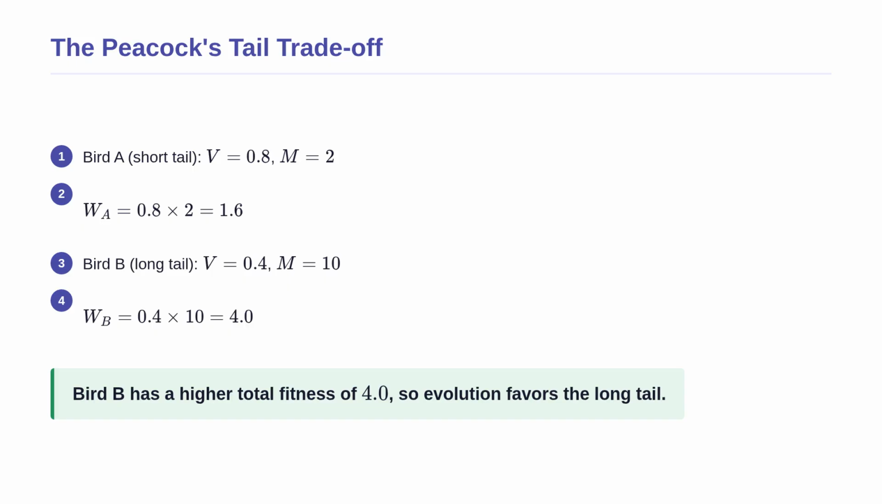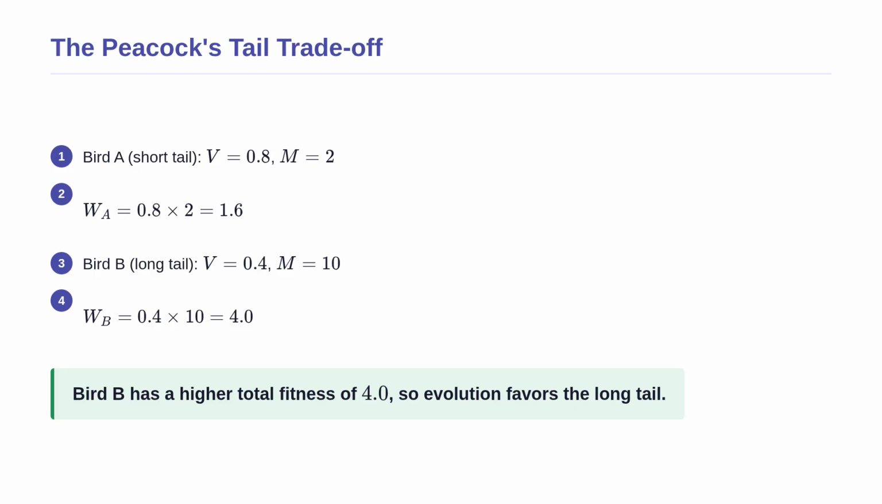Before we move on, let us see this formula in action with a concrete example. Let us compare two male birds. Bird A has a short, dull tail. He has a high survival probability of 0.8, but only attracts enough females to produce 2 offspring. We calculate his fitness by multiplying 0.8 by 2, giving a total fitness of 1.6.